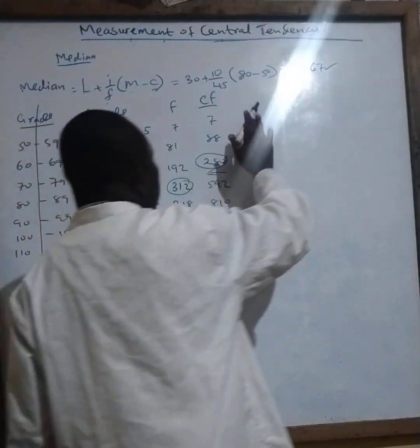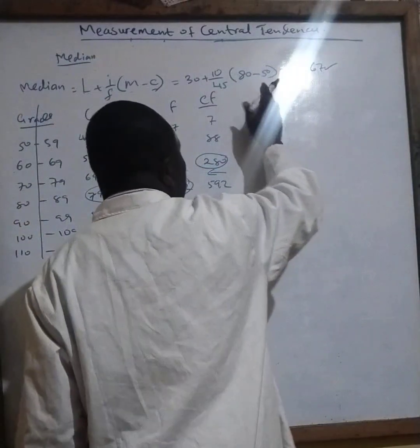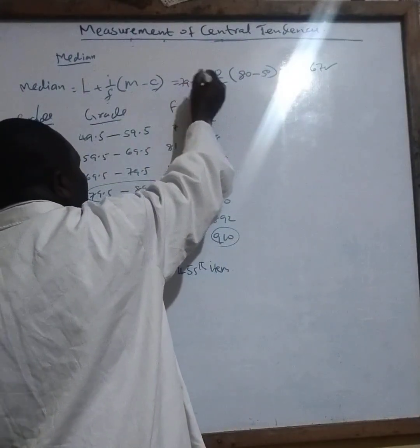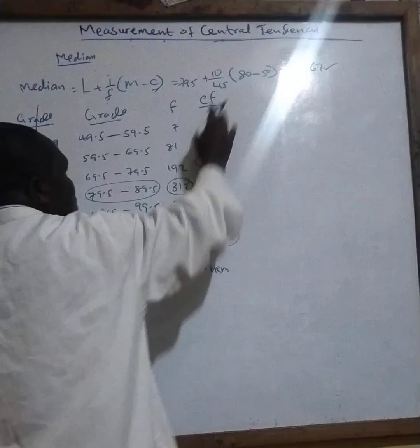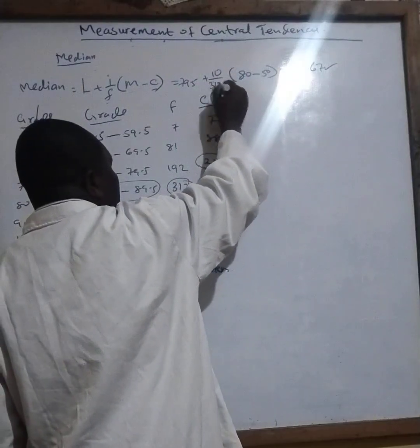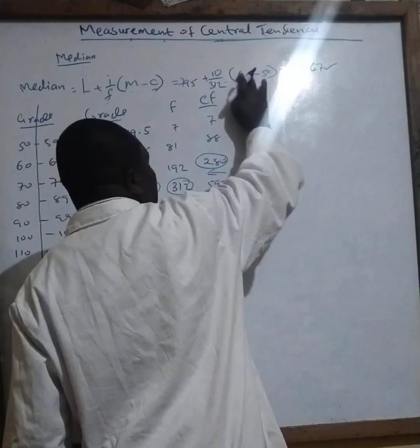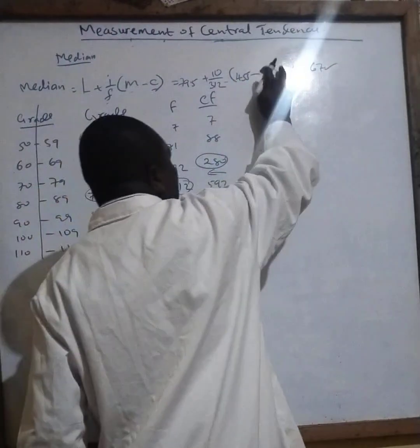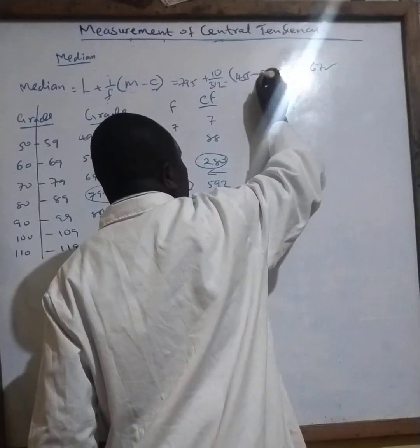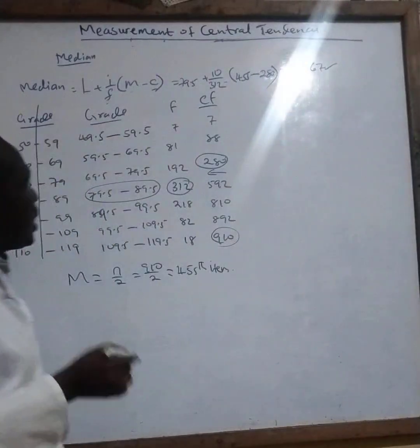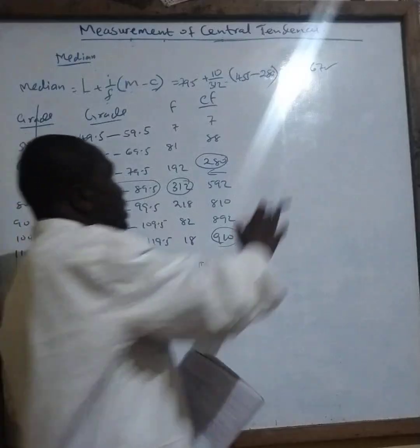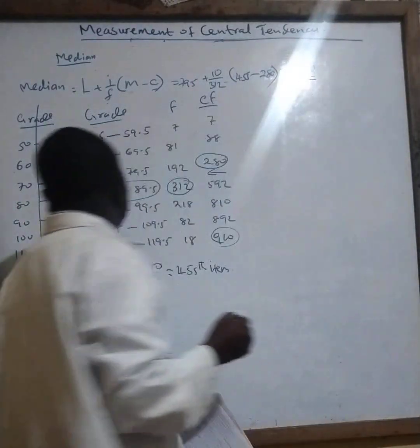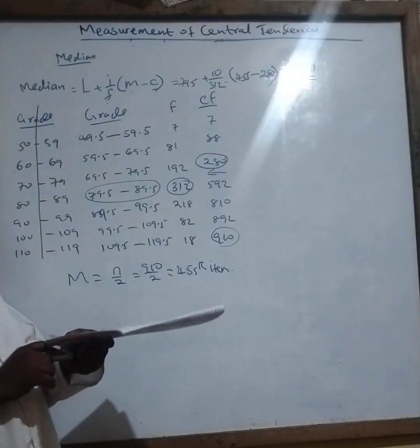Then you come and substitute in your formula. So in this case now, instead of 30, I will put 79.5, 10 divided by frequency of 312. Correct? Then 455, minus 280. So when you work out that using a calculator, you will get 85.1. So that is how to calculate your median.